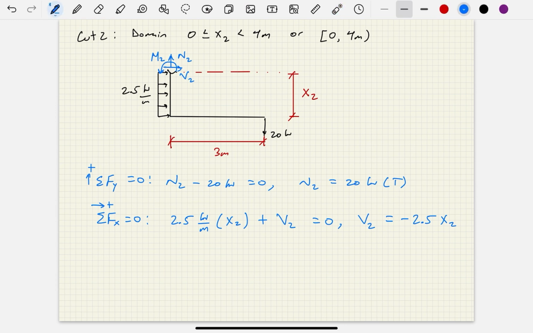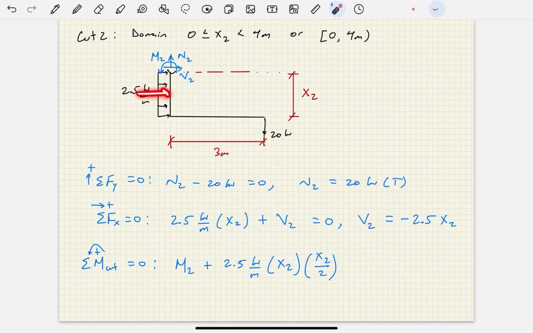And then what about the moment function? We're going to say sum of the moments about the cut equals 0. Counterclockwise is positive. And so doing that, I'm going to say M2, and then I'm also going to say plus 2.5 kilonewtons per meter times x2 times its moment arm to the cut, which is x2 over 2, right? Because that equivalent load is right here in the middle of x2, so that moment arm is x2 over 2.